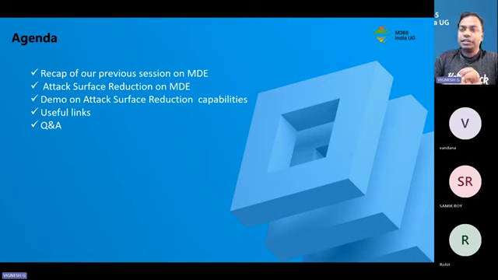All right. So what is the agenda for today's session? I want to keep it very simple. I'll just give an overview and a recap of the previous session. Last session we spoke about the Plan 1 capabilities of Microsoft Defender for Endpoint, wherein I also mentioned that we want to park a separate session only for attack surface reduction because it's a huge topic in itself. So today's session will be completely dedicated to attack surface reduction. That's what we are planning to do.